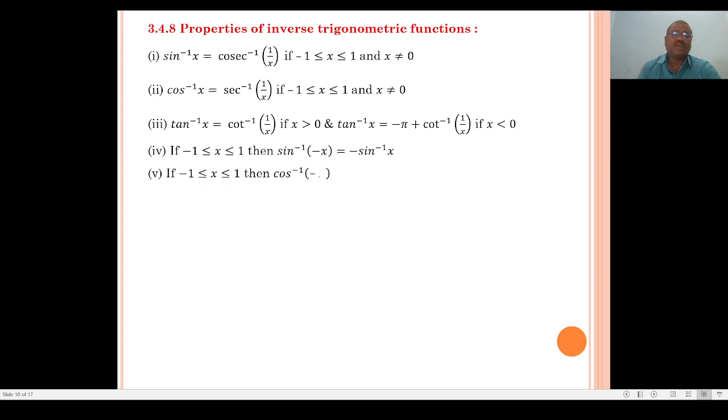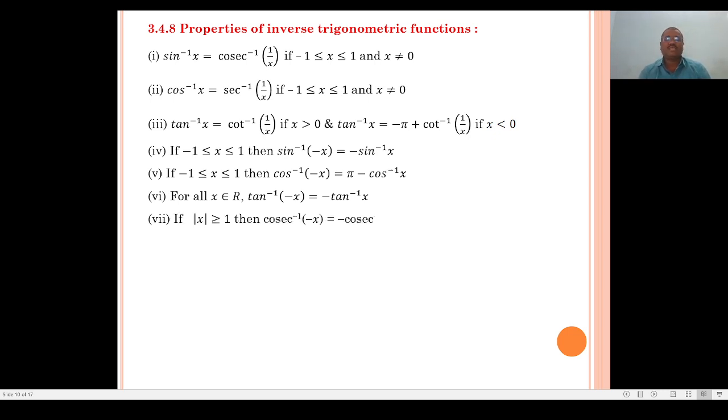If minus 1 less than or equal to x less than or equal to 1, then cos inverse minus x equals pi minus cos inverse x. And for all x belongs to R, tan inverse minus x equals minus tan inverse x. If mod x is greater than or equal to 1, then cosec inverse minus x equals minus cosec inverse x.